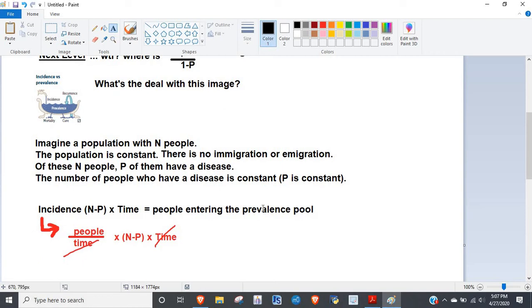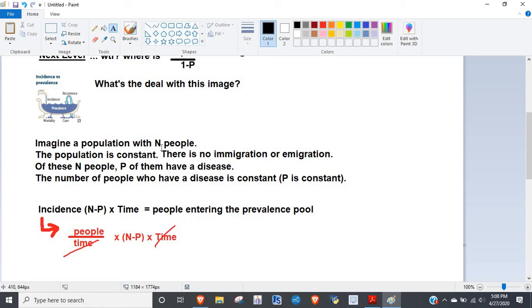So the people entering this prevalence pool is equal to, of course, the incidence, which is people per time, multiplied by the people at risk, which is the total number of people in the population minus the amount of people who actually have the disease, times however much time you're thinking about. If you're saying people entering the prevalence pool over 5 days, then multiply by 5 days.